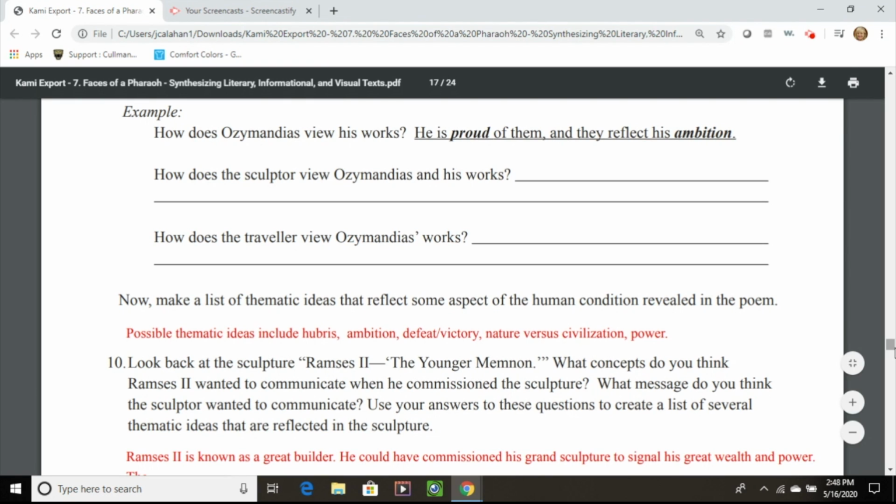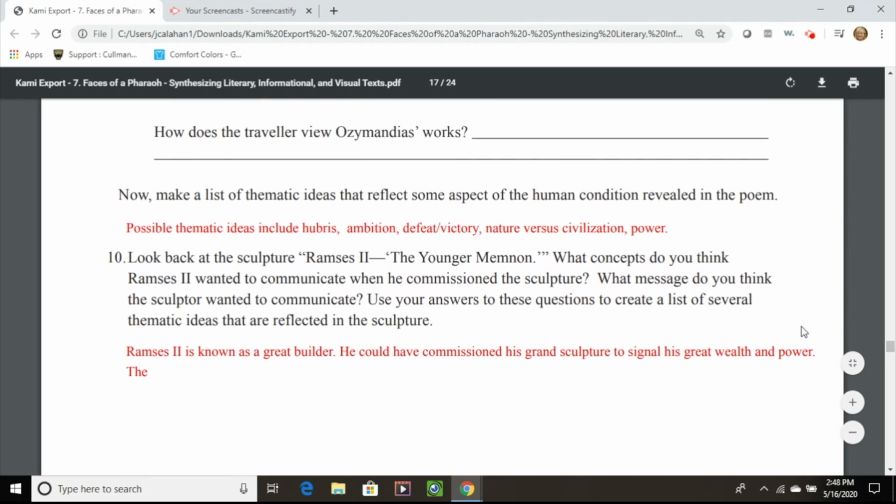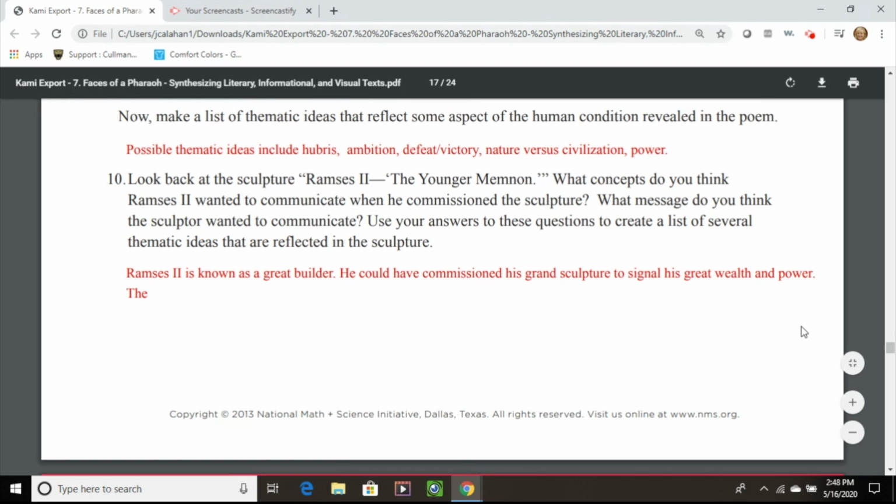Some of the possible thematic ideas for this poem would be ambition, defeat versus victory, nature versus civilization, and power. And then obviously you want to have them synthesize even further when they're looking back at their sculpture of Ramses II from earlier in the lesson, and also coming up with thematic ideas about what he was like and how he was seen in the future.